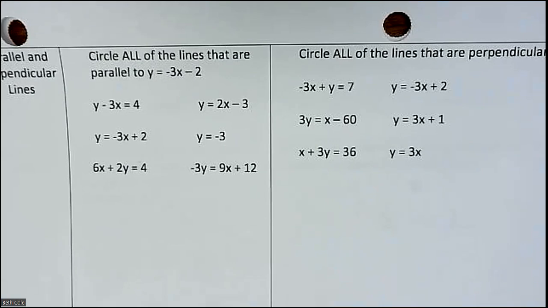So this last page is on parallel and perpendicular. Let's just do a real quick verbal recap. Parallel means same slope. Whatever one has, the other has as well. Perpendicular means you have to change two things. What do you change about the slope? So not the same.